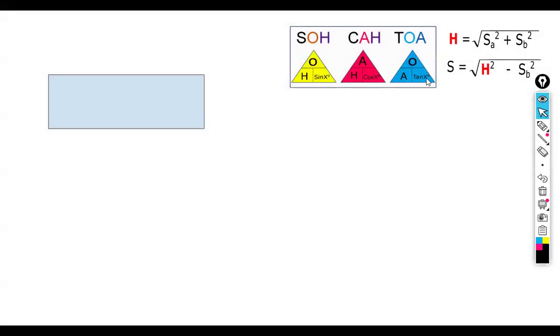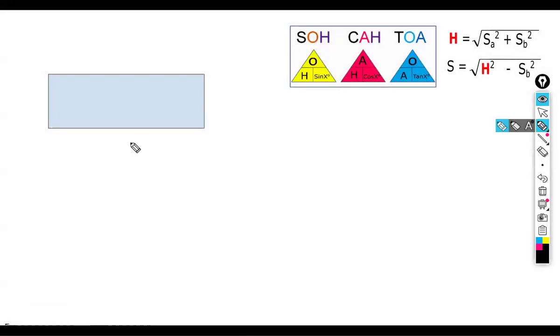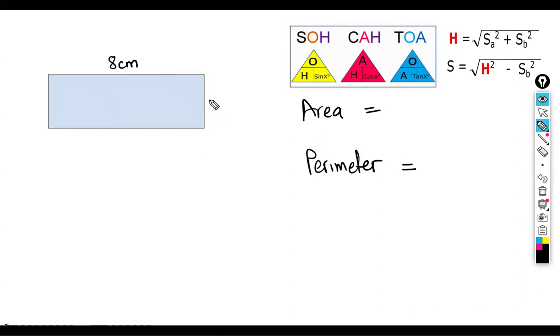Right, moving on to the rectangle. So let's just do some quick questions here. I'm going to ask you to find, obviously, the area and the perimeter to start off with. Let's say here is 8 centimeters, and here is, let's just call it, 5 centimeters. Quickly find the area and the perimeter. No tricks in this question as yet.